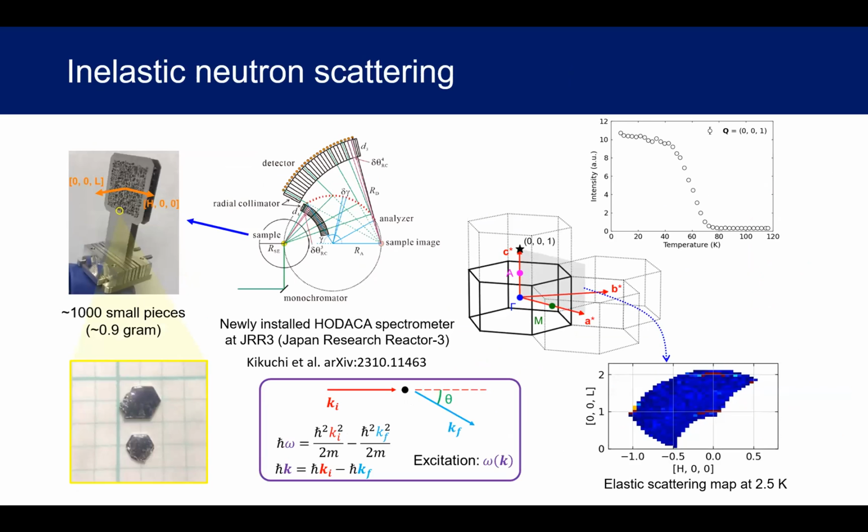To test the possibility of a spin excitation-induced anomalous Hall signal, we use inelastic neutron scattering, which can directly probe the spin excitation. Since the crystal is quite small, we use a co-aligned single crystal array, and the experiment was performed at the newly installed cold neutron spectrometer at JRR3 in Japan. We co-aligned the single crystals in the H0L plane, so we can access this reciprocal space.